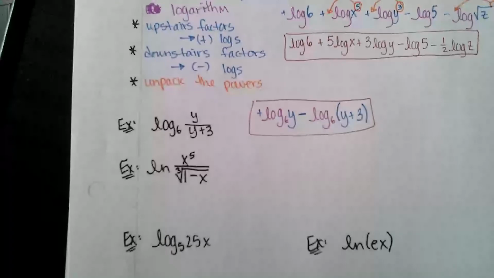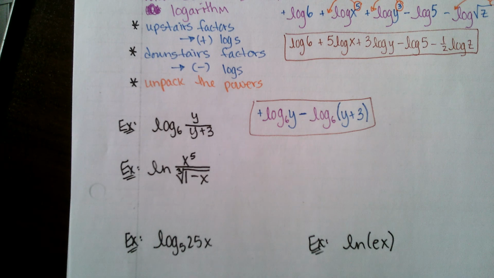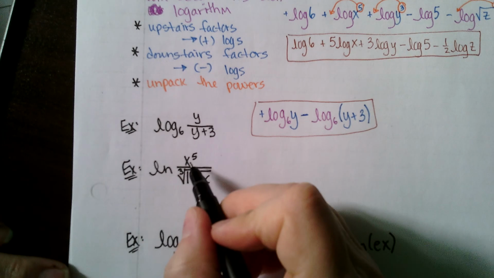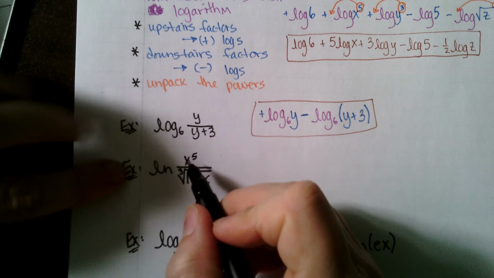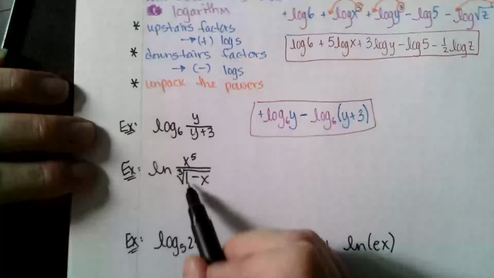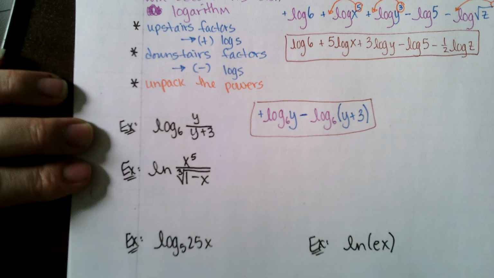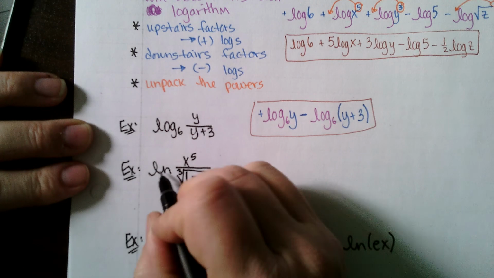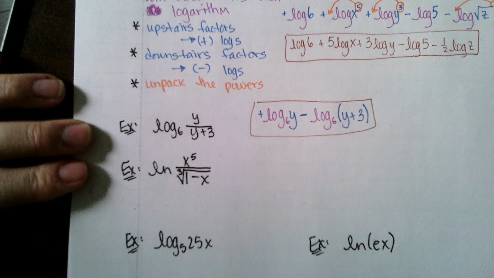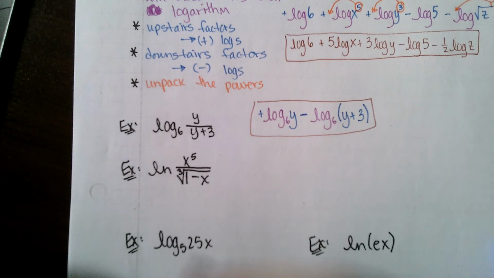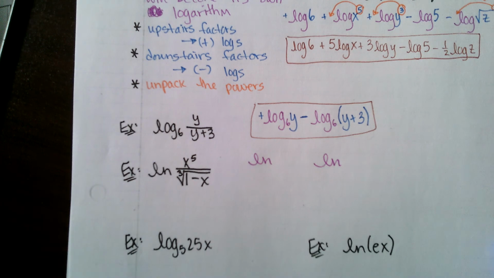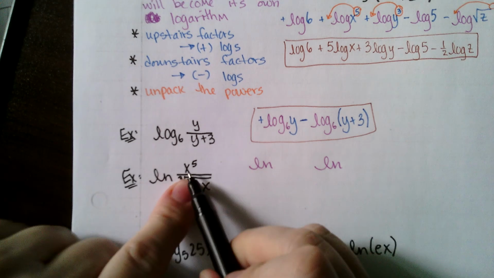Next example. How many roomies do we have? Let's see. Upstairs, I have 1 roomie from x to the 5th. Downstairs, here's another one of these married couples, 1 minus x. So that's actually only 1 roomie as well. So I only need 2 of these natural logs. So I'm going to need a natural log and another natural log. 2 natural logs. Let's talk upstairs, downstairs.